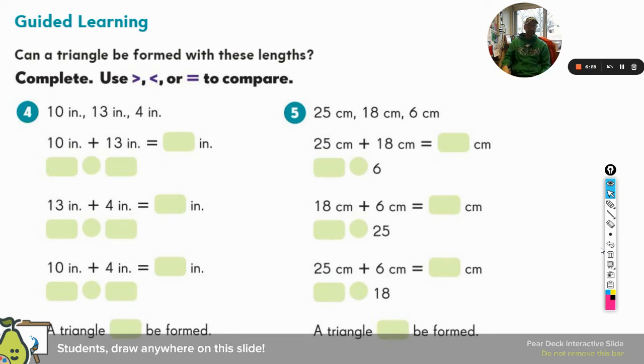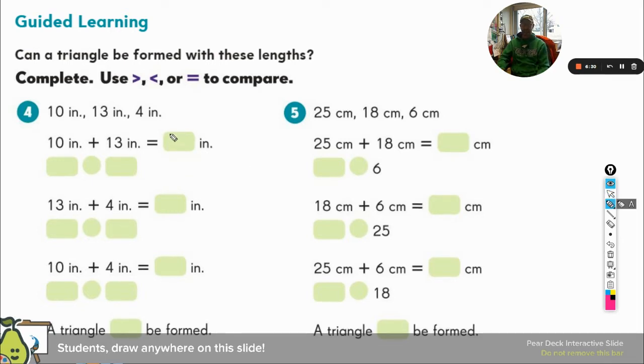All right, how'd you do on these? You probably rocked right through it. 10 plus 13 is 23. 23 is greater than 4. 13 plus 4 is 17. It's greater than 10. So I'm adding the 2 and then using the third side. 10 plus 4 is 14. 14 is greater than 13. A triangle can be formed.